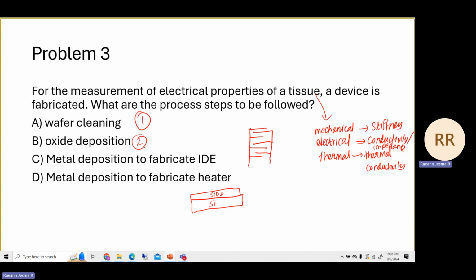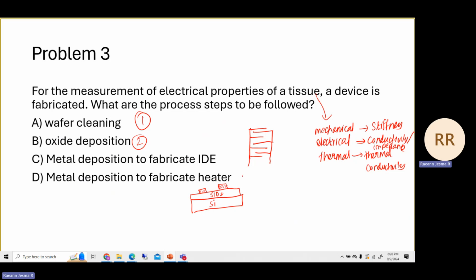Then in the third step, we will have to fabricate the heater. So we'll pattern the heater by using lithography, and then we will do deposition. We can use either evaporation or sputtering. So this will be our heater. Then we have to fabricate the IDE.